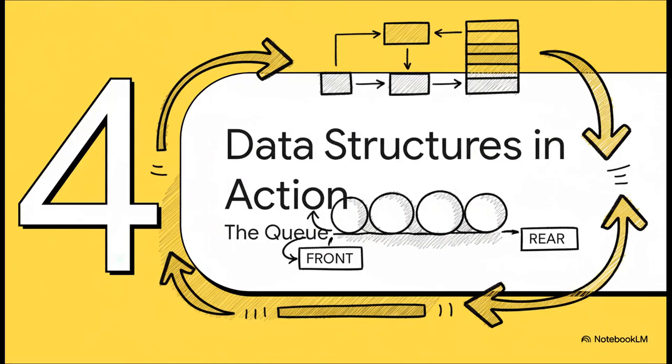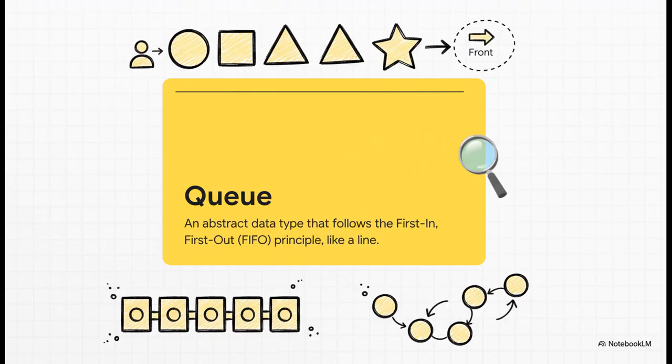Okay, this is all great in theory, but where do you actually use something like this? Let's look at a super common data structure, the queue. A queue is exactly what it sounds like. It's a line. The first person to get in line is the first person to be served. In the programming world, we call this first in, first out, or FIFO for short. You add items to the back, that's called enqueuing, and you remove them from the front, that's dequeuing.